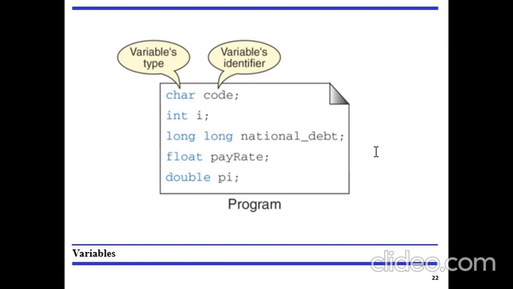Char means character, and here the code is a variable identifier. Int means data type integer, and i is a variable. Here long means long integer. Float means the pay rate. Double means the pi value.